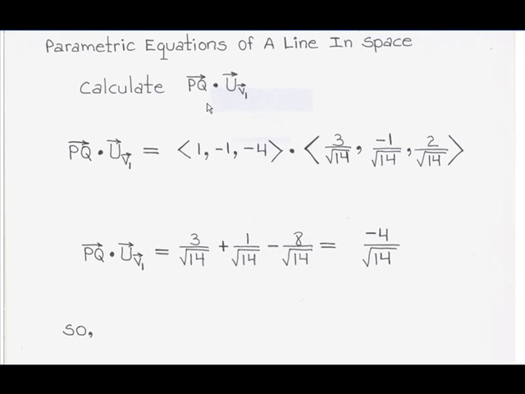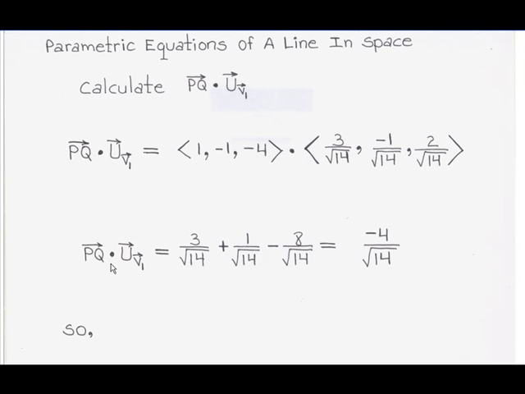Now we will calculate the dot product of vector PQ with the unit vector of vector V1. The dot product of vector PQ with the unit vector of vector V1 is equal to 1, negative 1, negative 4. That's the vector that represents vector PQ. This vector coordinate represents the unit vector of vector V1. So we're doing the dot product of those two vectors.